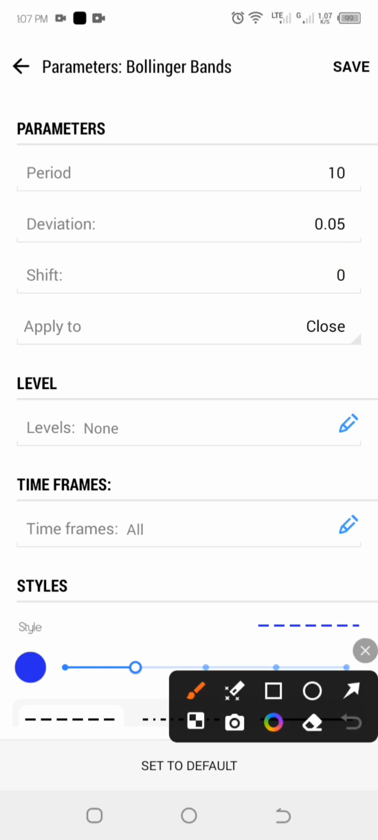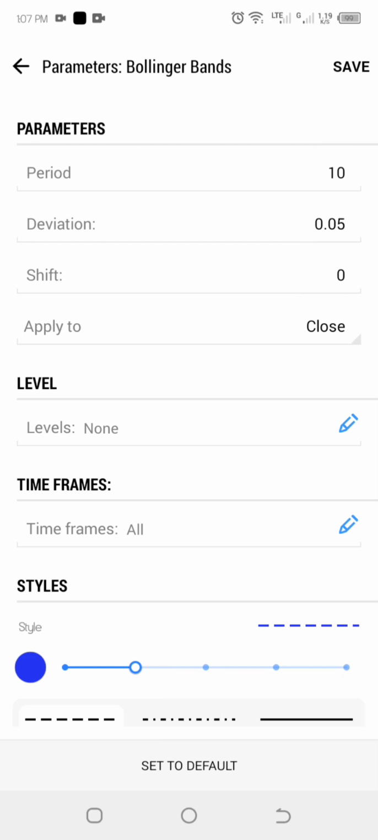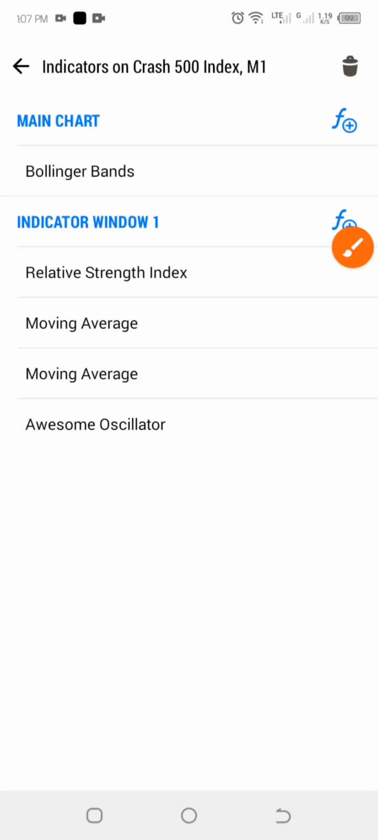Now the period is 10, the deviation is 0.05, shift is 0, method is close. Now for the style, use a color of your choice. Now click on save. Once you do that, you are going to have your Bollinger Bands in your chart.